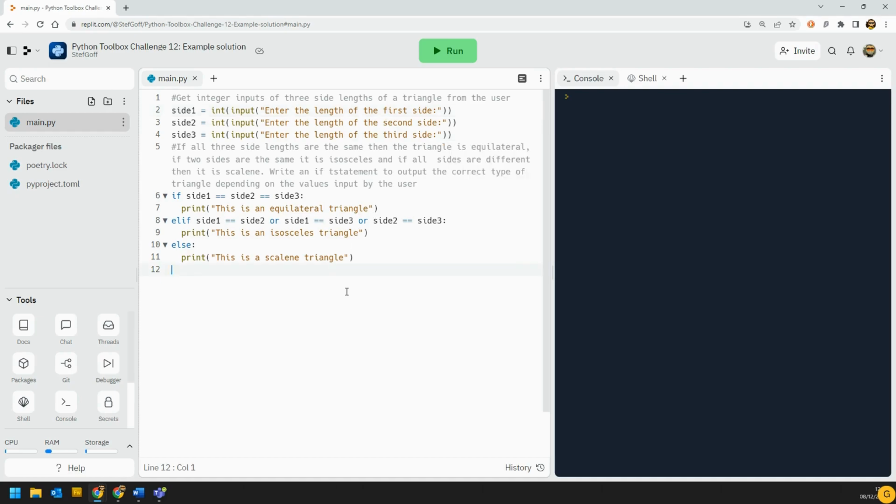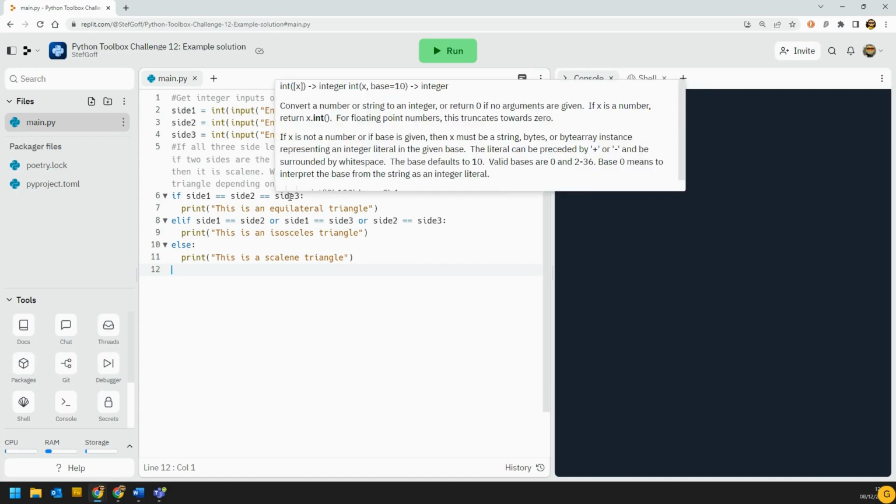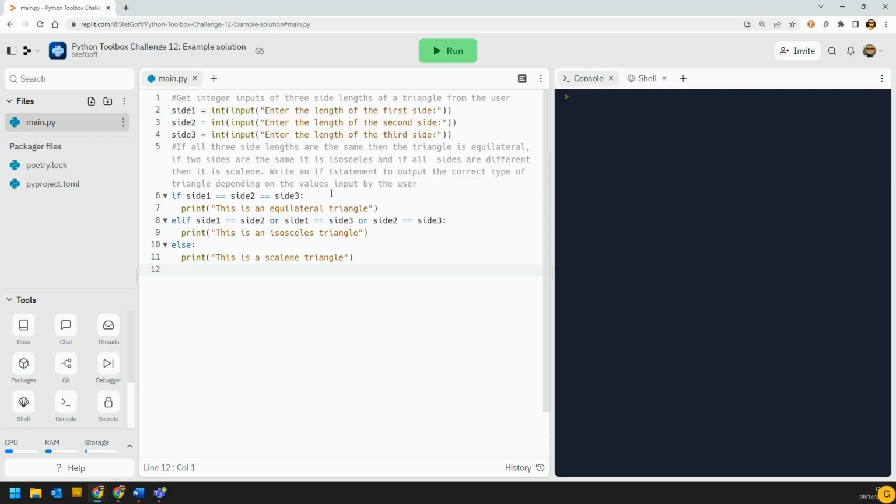When we come to looking at the if statement, the order we make our checks in actually really matters for this one. So I've said first, side 1 equals side 2 equals side 3, so they're all the same. That would be equilateral. In the second one, I check if side 1's equal to side 2, or if it's equal to side 3, or if side 2 is equal to side 3. Now that's all the pairs of sides compared.